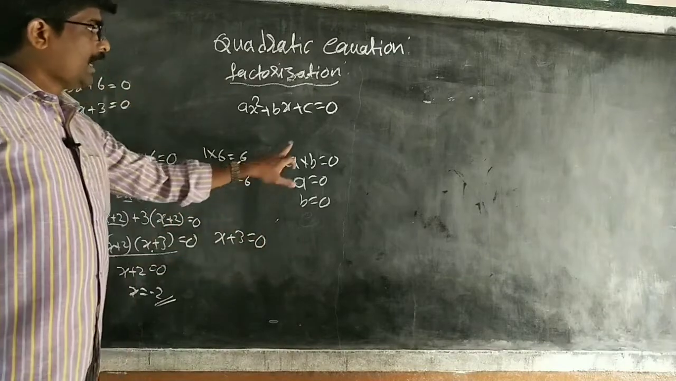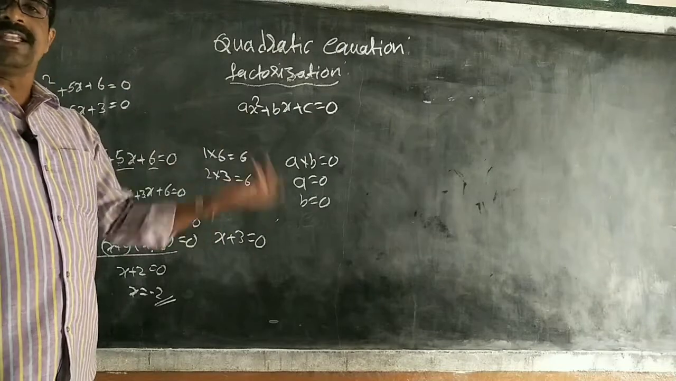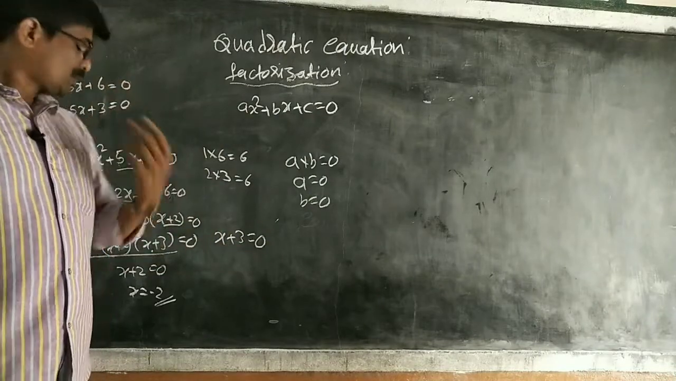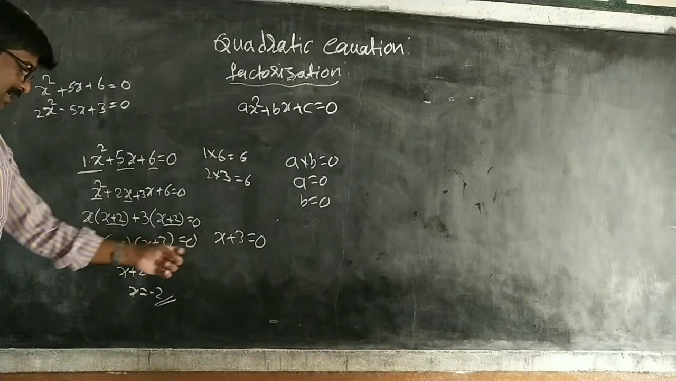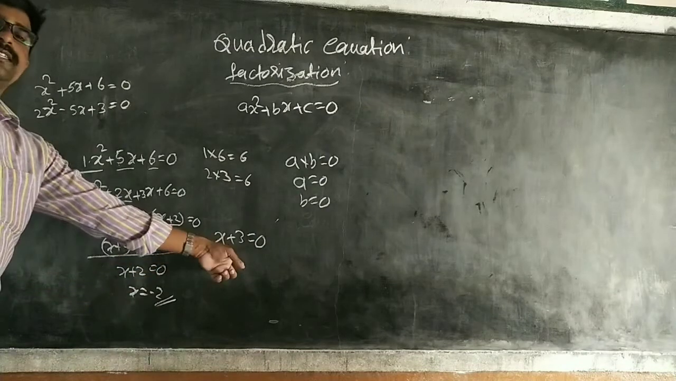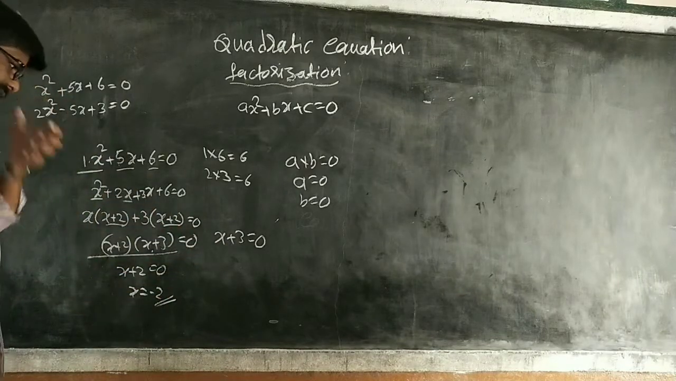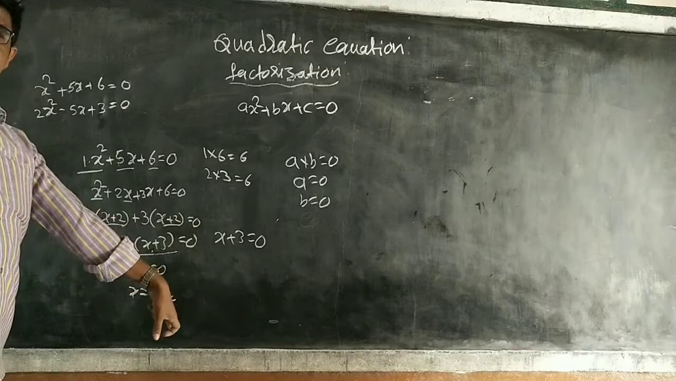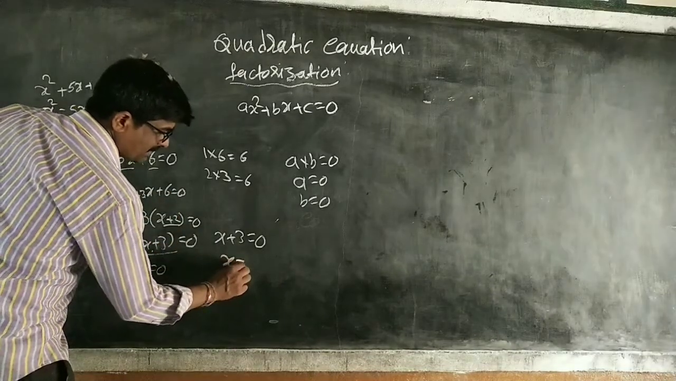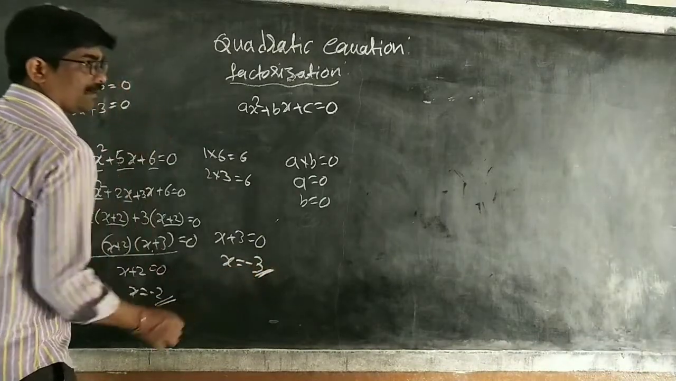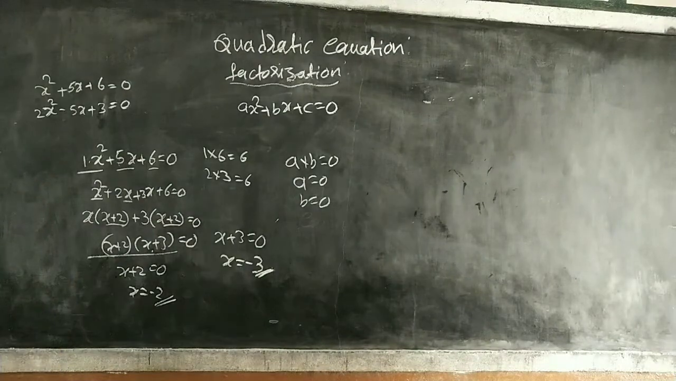That's why a into b is equal to 0 means a is equal to 0 or b is equal to 0. No problem. So here this is a, this is b. a into b is equal to 0 means either a is equal to 0 or b is equal to 0. x plus 2 is equal to 0, x is equal to minus 2, bringing 2 to that side. Next, x plus 3 is equal to 0, bring 3 that side, x is minus 3. Okay, right. This is the factorization.